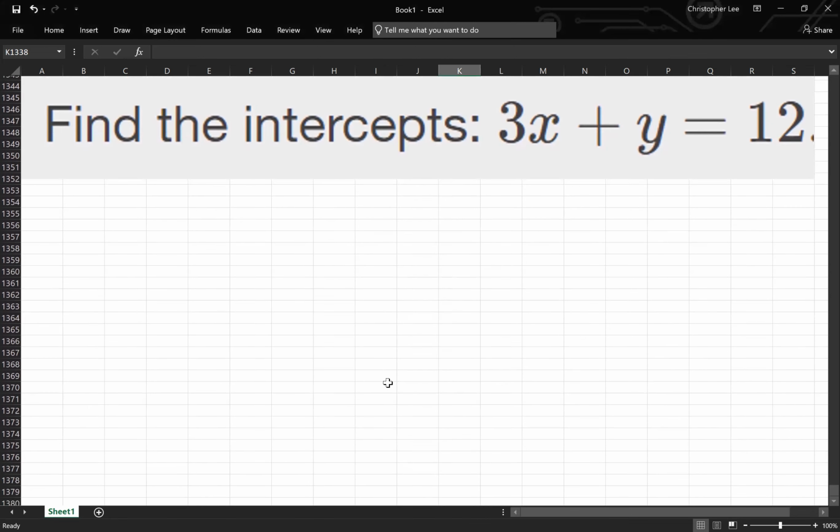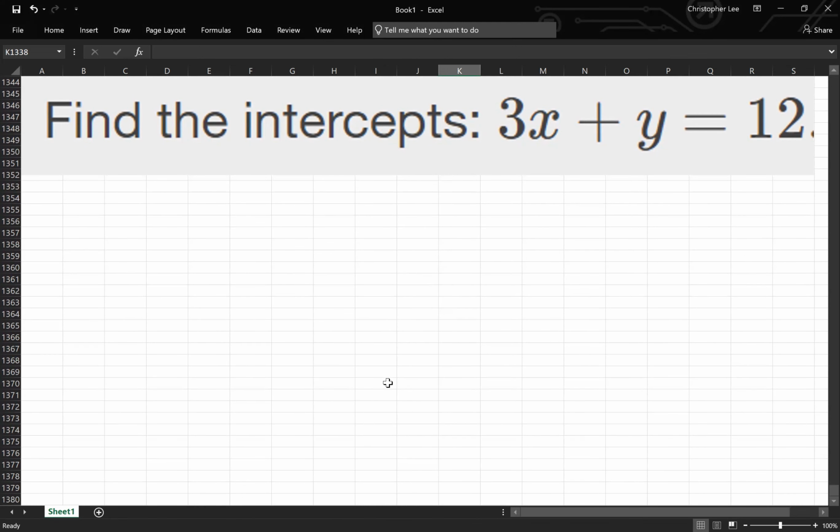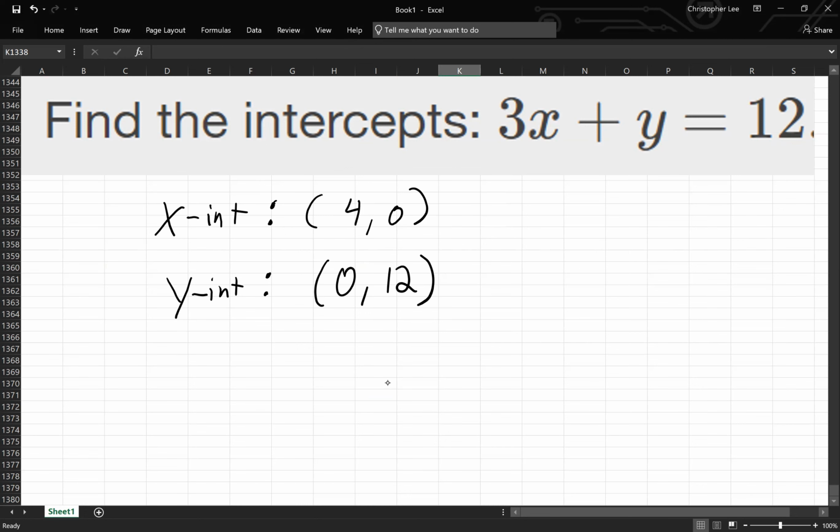Okay, back to what we were doing. So I want the intercepts for this. X-intercept, what do we have? (4, 0). Okay, I'll take that. What about my y-intercept? What do I have for that? All right. (0, 2). Any questions? We good? All right. Let's keep it moving.